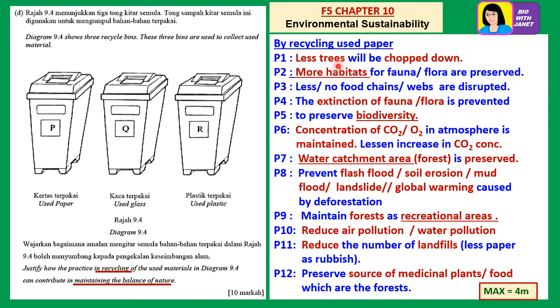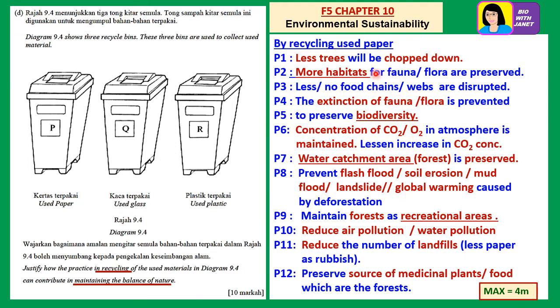And less trees will be chopped down. Okay, so when less trees are chopped down, there are many benefits, and it's the opposite of deforestation. So your answer is just writing the opposite of the effects of deforestation. So these are the good effects.